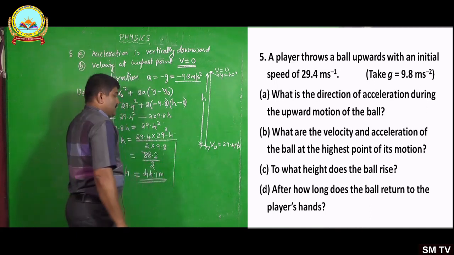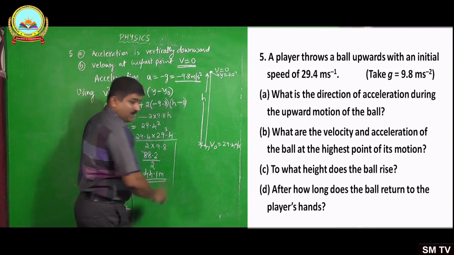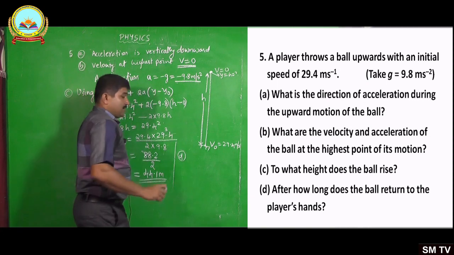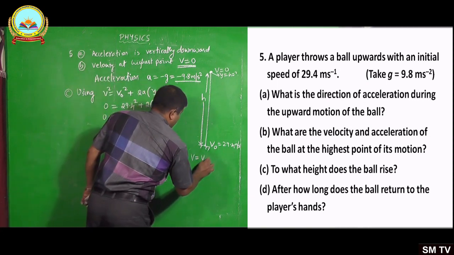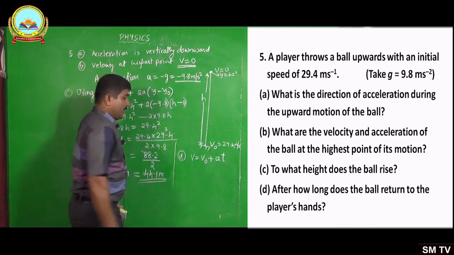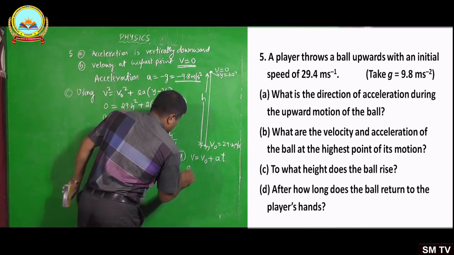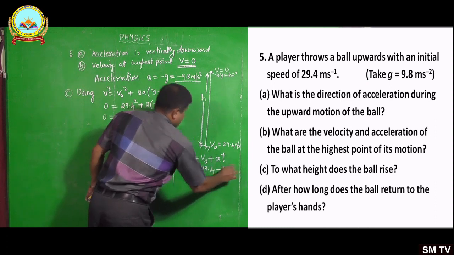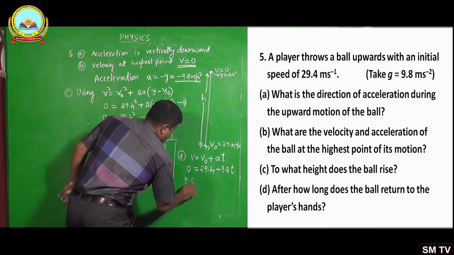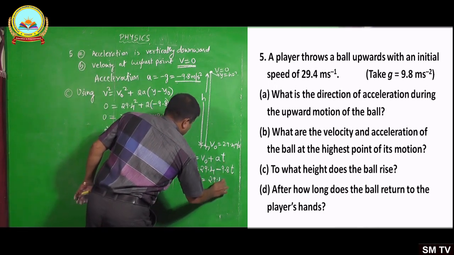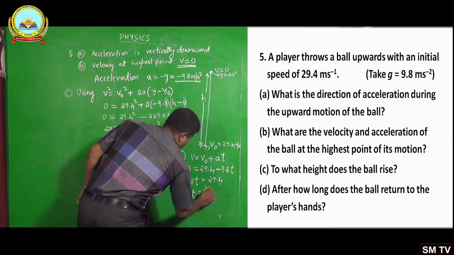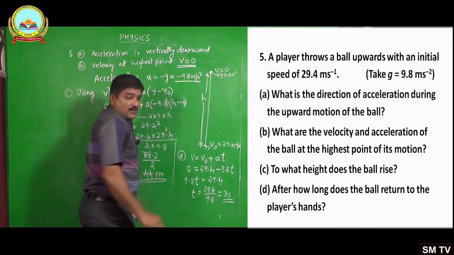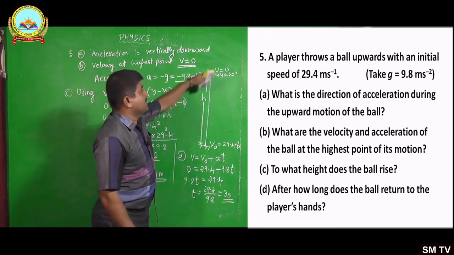So for that, the equation we can use is, okay, so this is the answer for C, and the answer for D is the last, the total time required. So v equals v naught plus at, and now substitution, v equals 0, v naught is 29.4 minus 9.8 t. So bringing minus 9.8, again 9.8 t equals 29.4. So t equals 29.4 divided by 9.8. So that is 3 seconds. That means the ball takes 3 seconds to reach the maximum height.